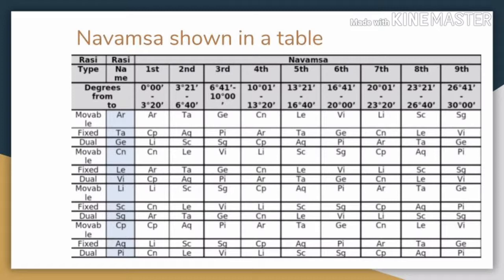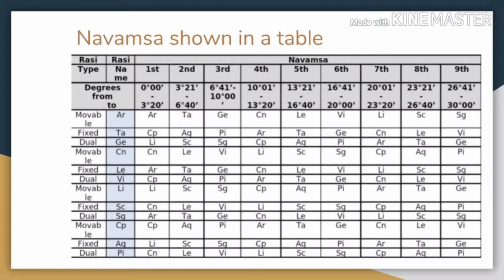Now let us look at how the Navamsas are actually derived. If you see this picture, look at the second column. The second column lists all the Rashis. The first Rashi is Aries, which is represented by AR. Second is Taurus, which is represented by TA. Then you have Gemini, which is represented by GE. Then you have Cancer, which is represented by CN. Then you have LE, which is represented by Leo. VI, which represents Virgo. LI, which represents Libra, and so on. The last sign is PI, which represents Pisces.